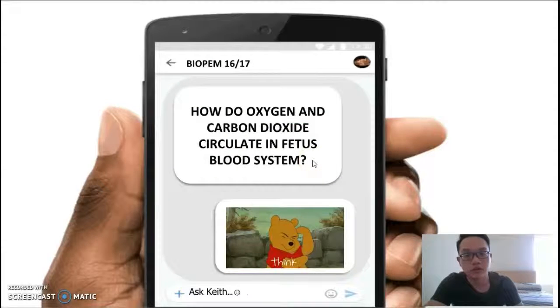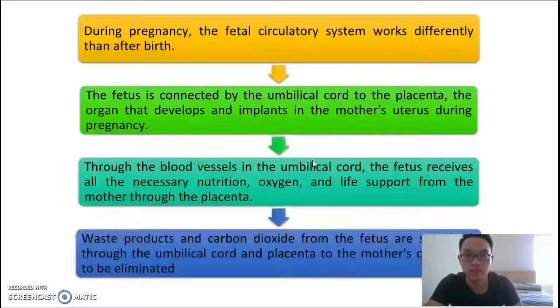So now I'll be talking about how the oxygen and carbon dioxide circulate in the fetus's blood system. During pregnancy, the fetal circulatory system works differently than after birth. The fetus is connected by the umbilical cord to the placenta, the organ that develops and implants in the mother's uterus during pregnancy. Through the blood vessels in the umbilical cord, the fetus receives all the necessary nutrition, oxygen, and life support from the mother through the placenta.